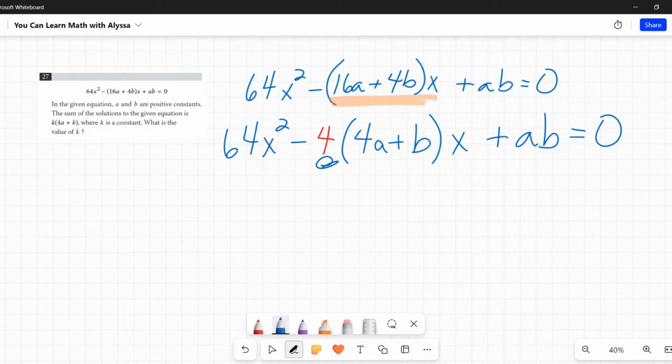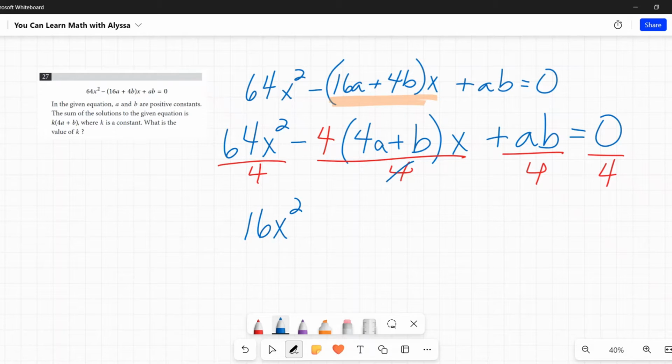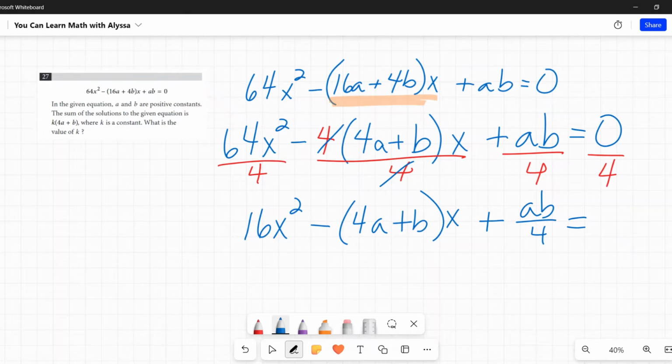Now I'm going to get rid of this 4. I'm going to divide everything here by 4, all 3 of these terms and then the 0. That leaves me with 64x squared divided by 4, which is 16x squared. That 4 cancels out that, so I am just left with 4a plus b times x, plus ab over 4. You can write this as just ab over 4, it's the same as 1/4 times ab. And then 0 divided by 4 is just 0.